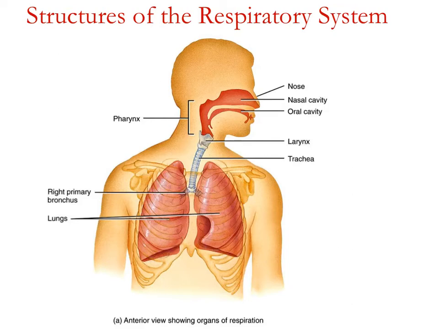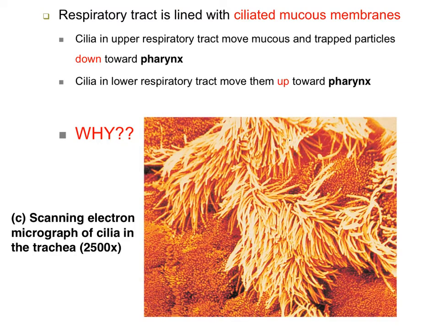And we're going to continue that discussion with a lot of the respiratory tract is lined with cilia, and that cilia helps propel mucus in certain directions, which is where we're going now. So, cilia in the upper respiratory tract, that is above the pharynx or superior to the pharynx, are going to be moving trapped particles of mucus down toward the pharynx, okay? And the cilia in the lower respiratory tract are moving them up. And I want to ask you why. We talked about it in lab, so think about it a second.